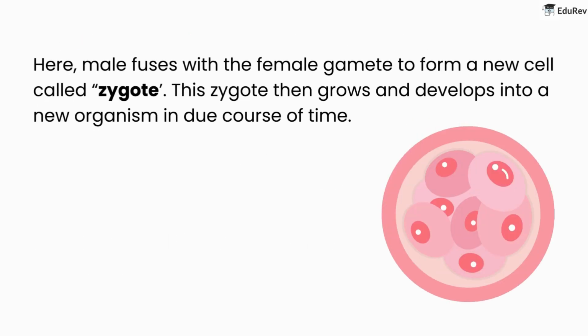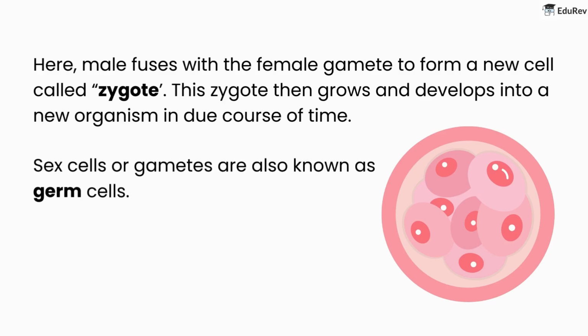Here, the male gamete fuses with the female gamete to form a new cell called a zygote. This zygote then grows and develops into a new organism in due course of time. Sex cells or gametes are also known as germ cells.